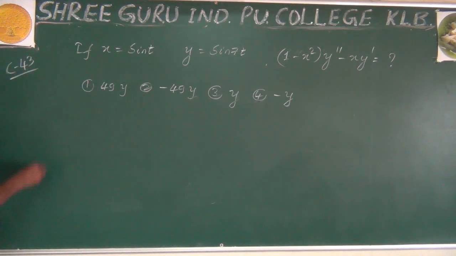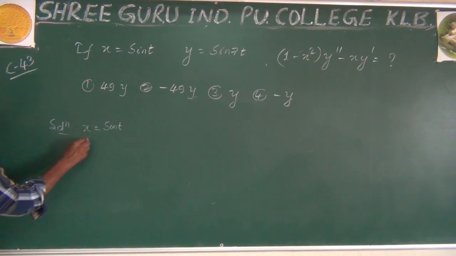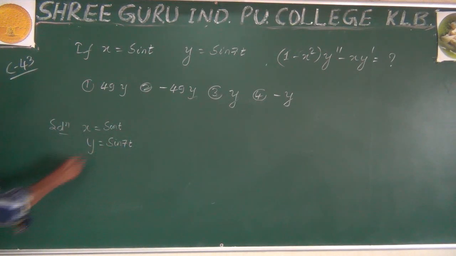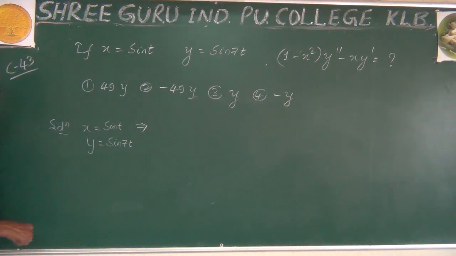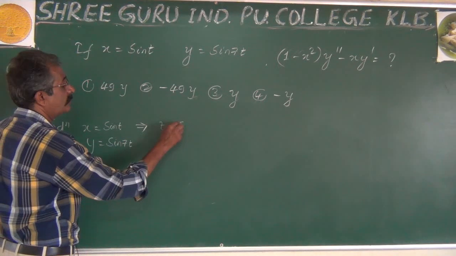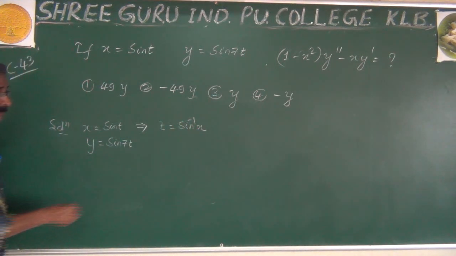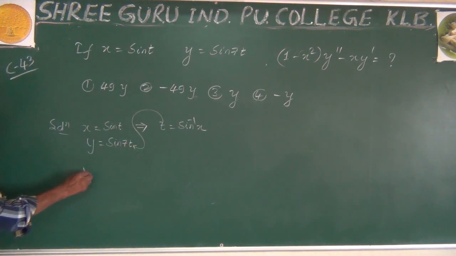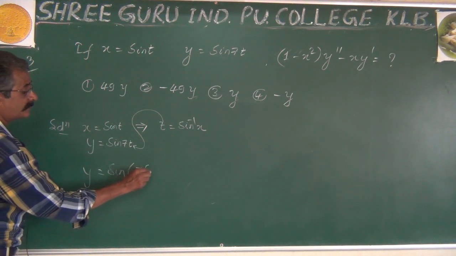So first write the given parametric equations. What is given? x equal to sin t and y equal to sin 7t. Now by definition of inverse functions, x equal to sin t implies that t equal to sin inverse of x. Let us put this value of t in the function y. So now y becomes sin of 7 sin inverse of x.